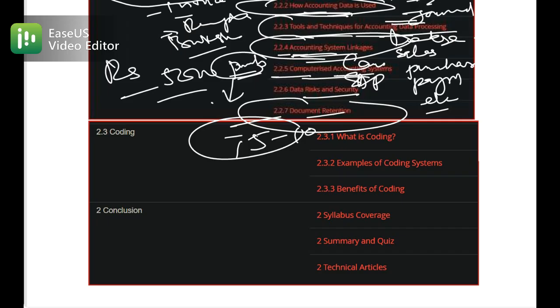After that, we have coding. The subtopics of coding are: what is coding, example of coding system, and benefit of coding.